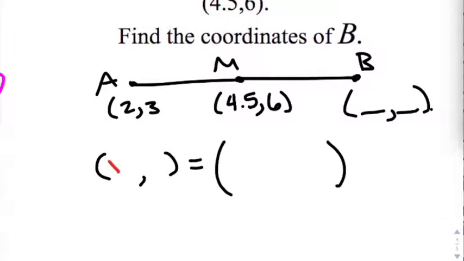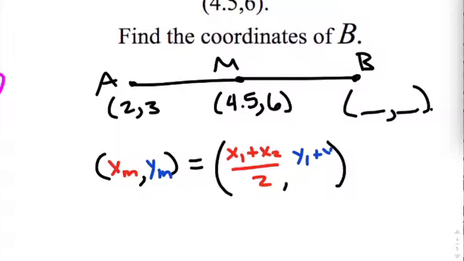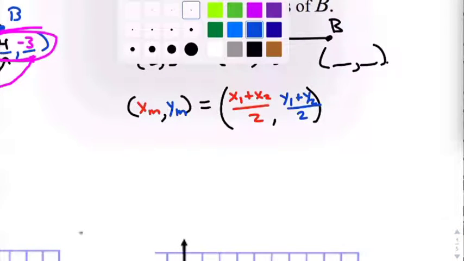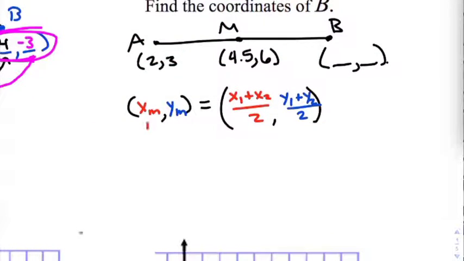if I want the x value of the midpoint, that's going to be the same as taking the x's and adding them together, then dividing by 2. And if I want the y value of the midpoint, that's going to be the same as taking the y values together, adding them, and dividing by 2. Now the reason this is important is because this tells me I can actually separate my formula.